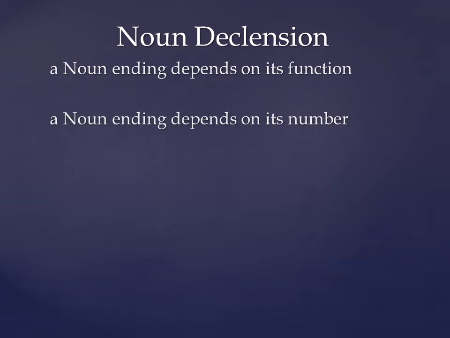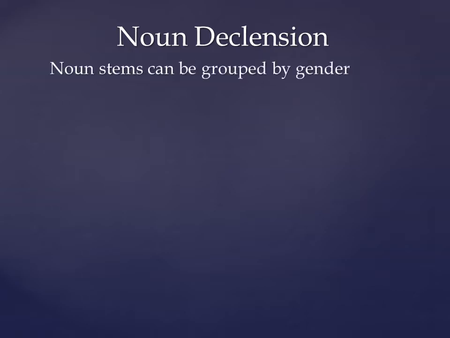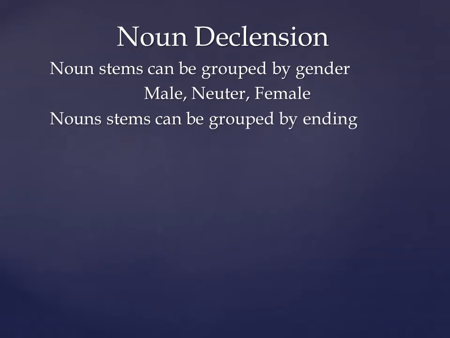So if we go into a bit more detail, noun stems, and by that I mean the form of the noun before any ending has been added, can be grouped in one of two ways. Either by their gender, which can be masculine, neuter, or feminine, or by the letter which the noun stem ends in. And in Pali, this is either a long or a short version of a, i, and u. There are some consonant endings, but today we're going to ignore these.